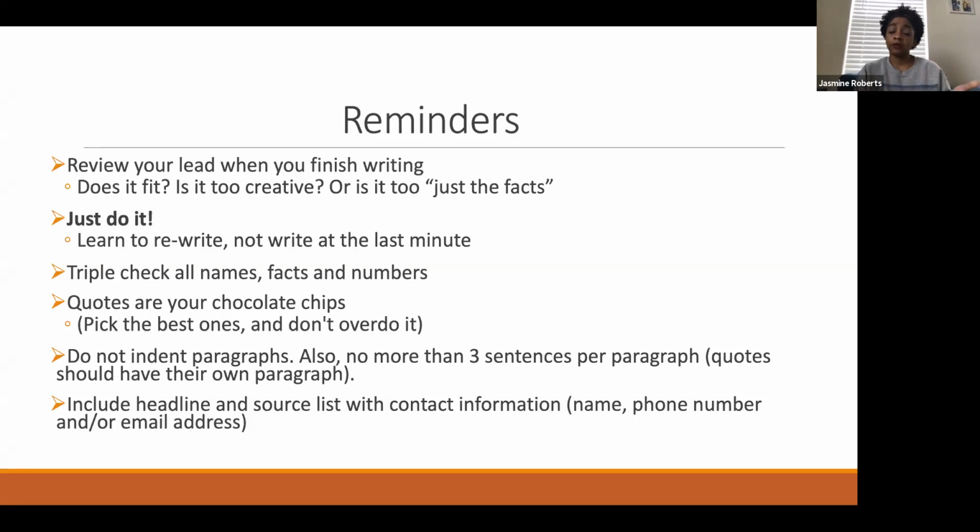The paragraphs, similar to the traditional news story, are not going to be indented. Here I put no more than 3 sentences per paragraph, but I really should change that. So I'll go ahead and update that a little bit later on. I would say no more than about 4 to 5 sentences for a feature story. But of course, make sure the direct quotes take on their own paragraph. And then something really minor, make sure that your headline is the last thing that you write and include a contact list for your sources.